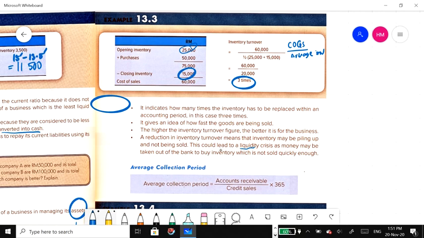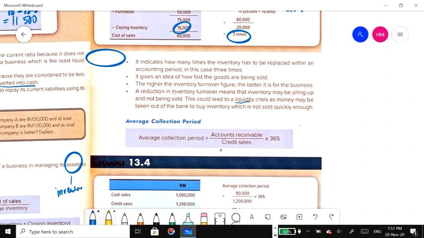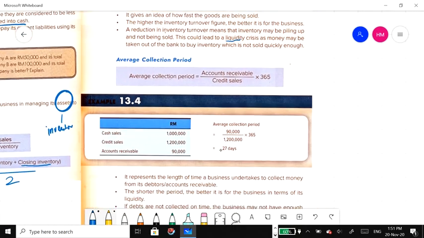Which is not quick enough. Itulah maksud inventory turnover. Kalau untuk average collection period, you akan tahu ialah first the formula: average collection period equal to account receivable divide with credit sales times with 365. Ni dalam hari lah, in days. This is credit sales only. You must not include the cash sales.